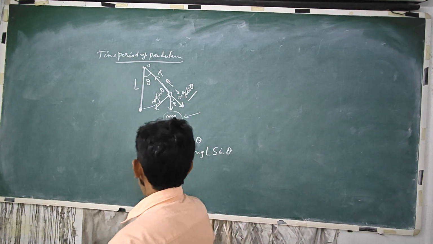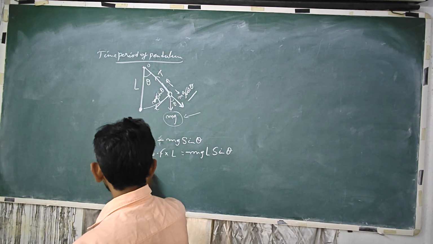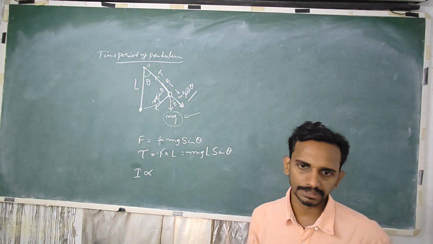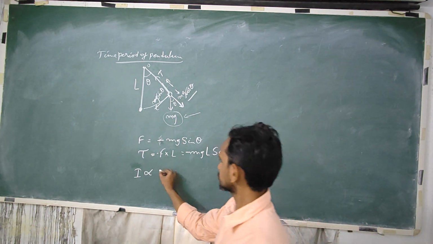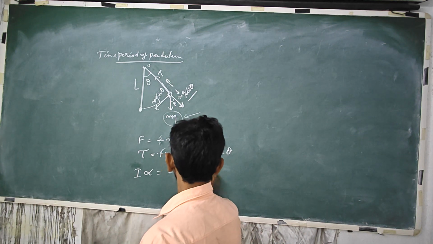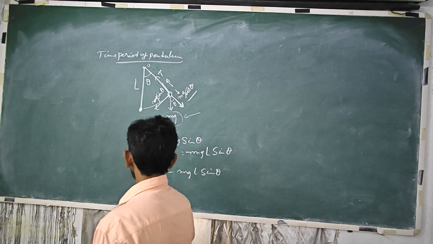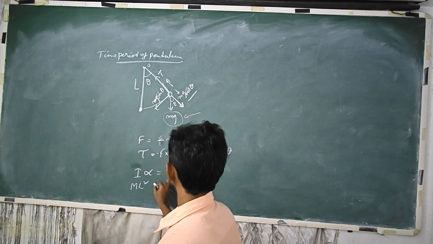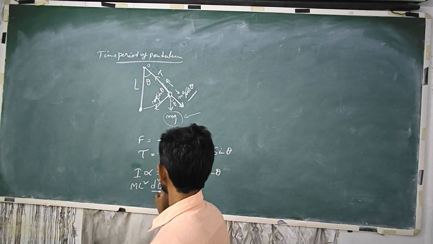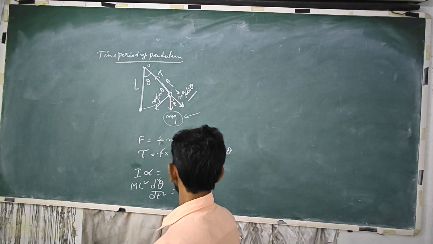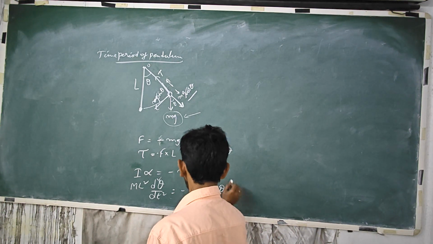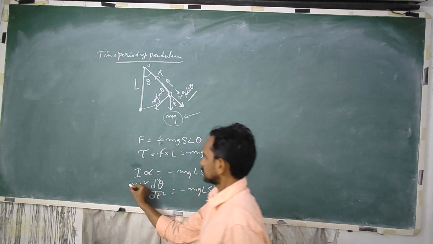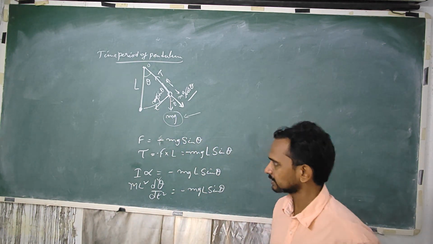So now I can write tau as I alpha, which is moment of inertia multiplied by angular acceleration. So this becomes minus mgl sine theta, and I can write this as ml square, the moment of inertia, and alpha, the angular acceleration, as d square theta by dt square is equal to minus mgl sin theta. So I is the moment of inertia of the bob.